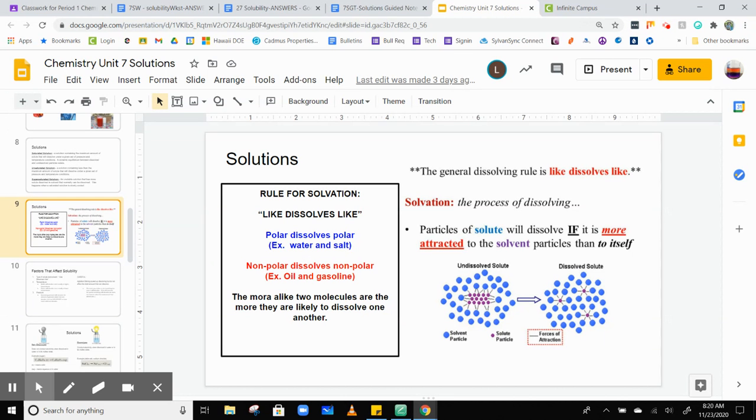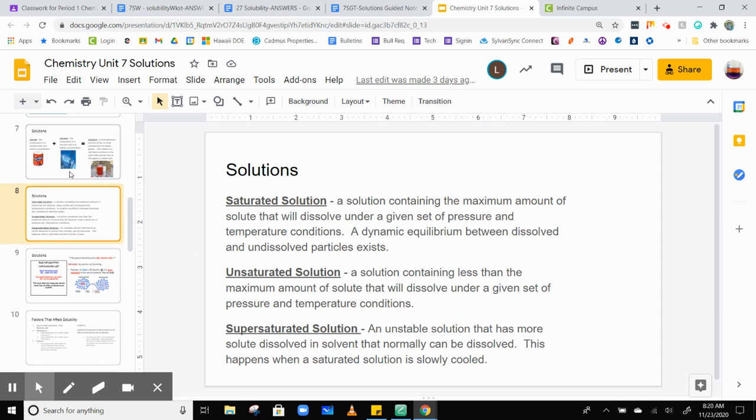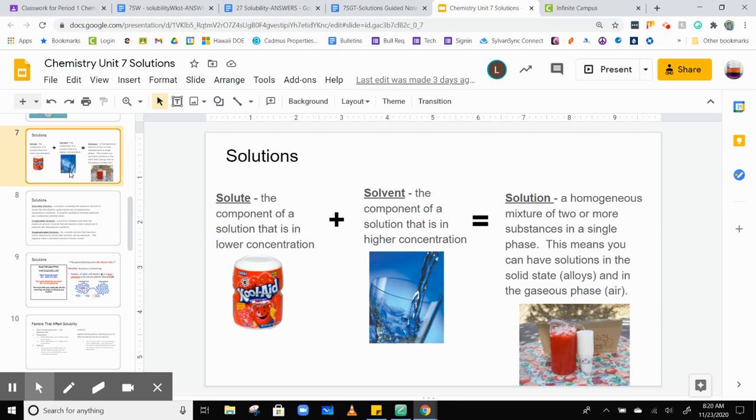So we're going to continue notes from last time. Last time we ended off here. We talked about solutions. We talked about how a solute plus a solvent makes a solution. A solute is the component with lower concentration, and a solvent is the component with higher concentration. They have to be in the same state of matter to make a solution.